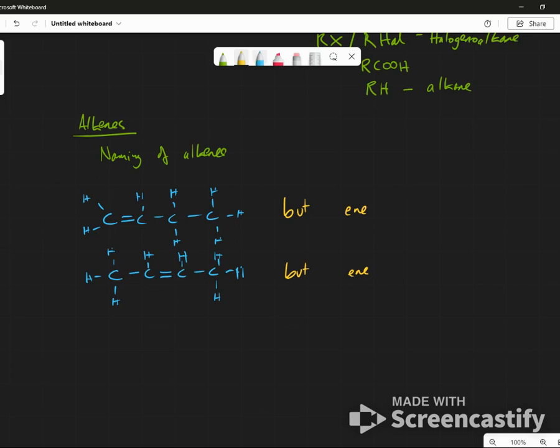And what we do is what we always do in organic chemistry, we number the carbon atoms. So this is 1, 2, 3, 4. 1, 2, 3, 4. And what we do is we say, well, the double bond is where it starts. So in the top one, it starts at number 1. So the top one is known as but-1-ene, and the bottom one, it's but-2-ene. Are you good with that?